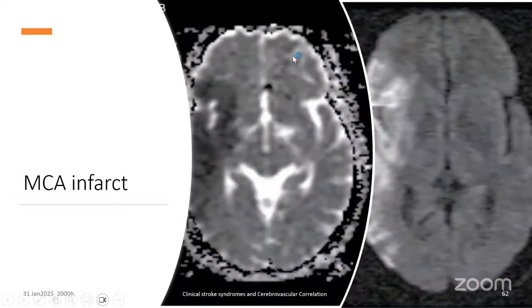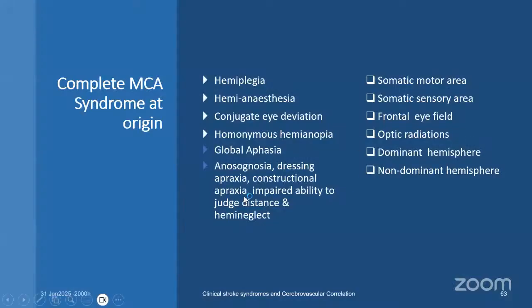Here you can see a large MCA infarct in the right cerebral hemisphere. This is the ADC map and this is the diffusion weighted image, which picks up the stroke within 20 minutes of onset. So complete MCA syndrome at origin: hemiplegia, hemianesthesia, conjugate eye deviation, homonymous hemianopia, global aphasia, and anosognosia, dressing apraxia, constructional apraxia, impaired ability to judge distance, and hemineglect on the right side.